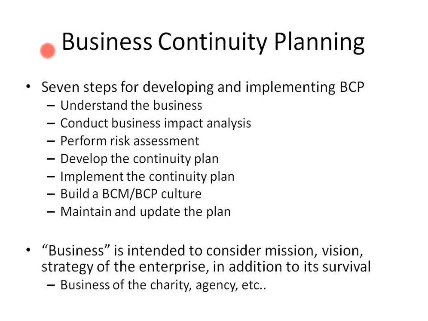On the 7 steps for developing and implementing a business continuity plan, we're going to go through each one of these a little more in detail, but again, 7 steps. Most likely you're going to want to know what the 7 steps are. Understand the business, which seems obvious. Conduct business impact analysis, perform the risk assessment, develop the continuity plan, implement the continuity plan, build a business continuity plan culture, and maintain and update the plan.